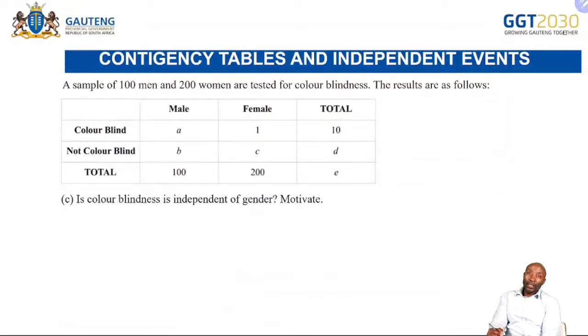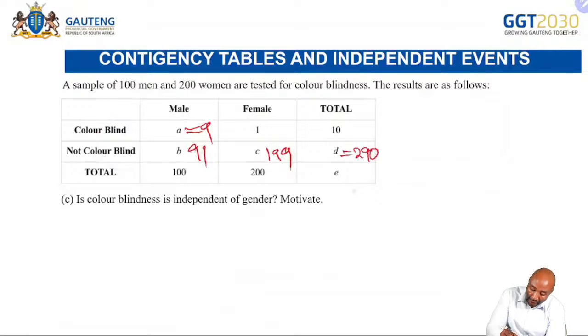This requires us to use the concept of independence. Is color blindness independent of gender? We have to motivate our answer. Looking at this one and what we have done, we know that our A is 9, our B is 91, our C is 199, our D is 290, and our E is 300, like that. We have done some bit of work on this.